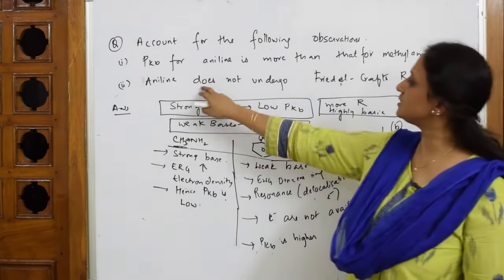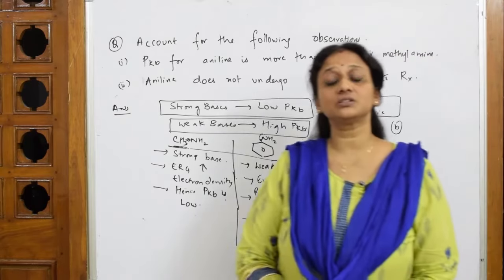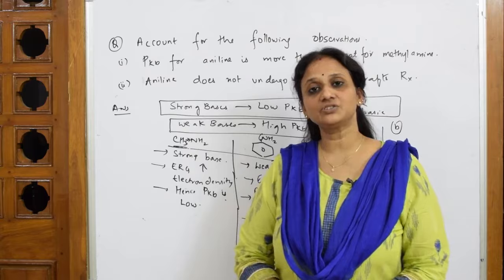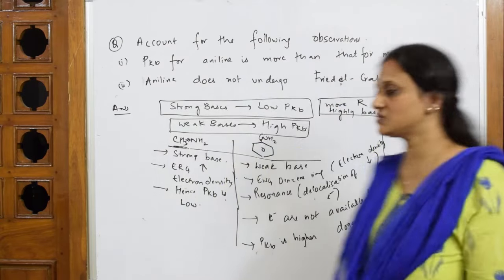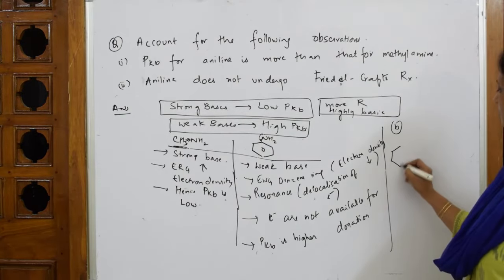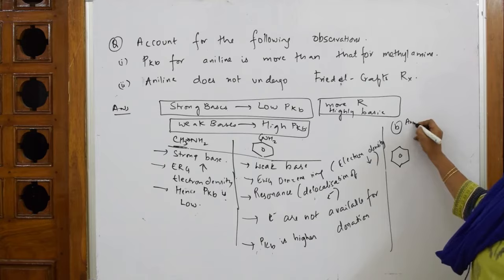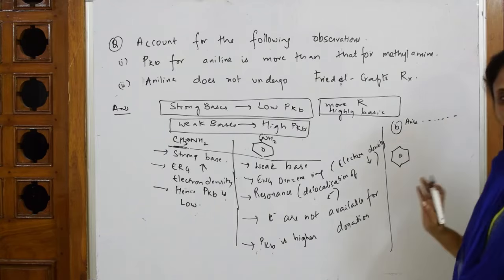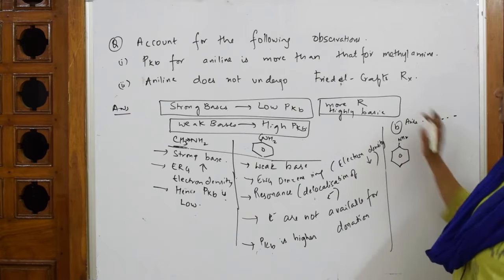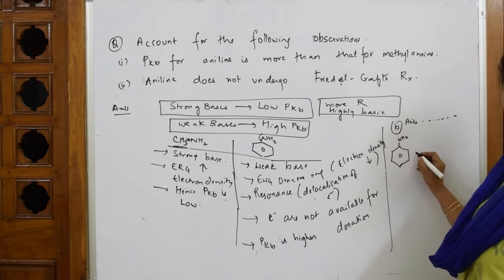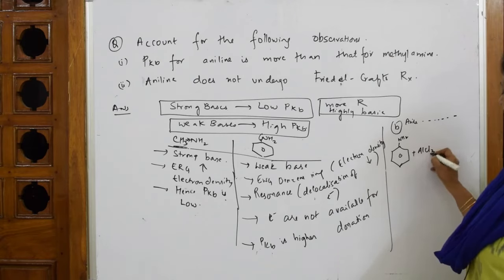Now they said aniline does not undergo Friedel-Crafts reaction. We have done nitration reaction of aniline, sulfonation, halogenation, but we have not done Friedel-Crafts alkylation, acylation. What is the reason, they asked. As soon as such a question is given, copy that question here. Aniline does not undergo reaction because, and start. Now this is your aniline. In Friedel-Crafts reaction, the Lewis acid is anhydrous AlCl3.